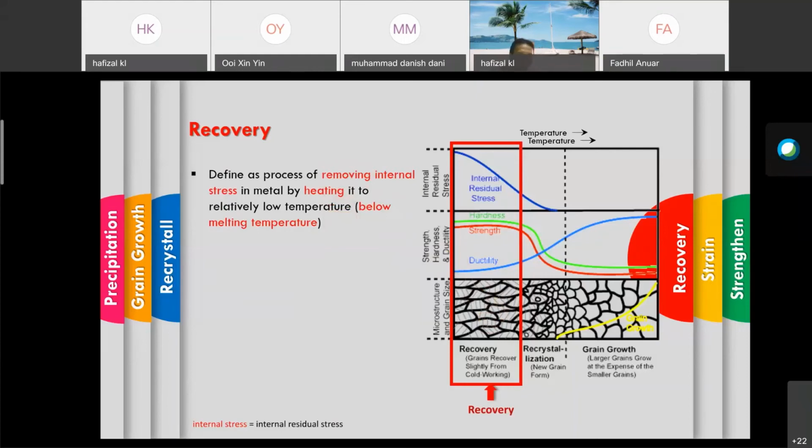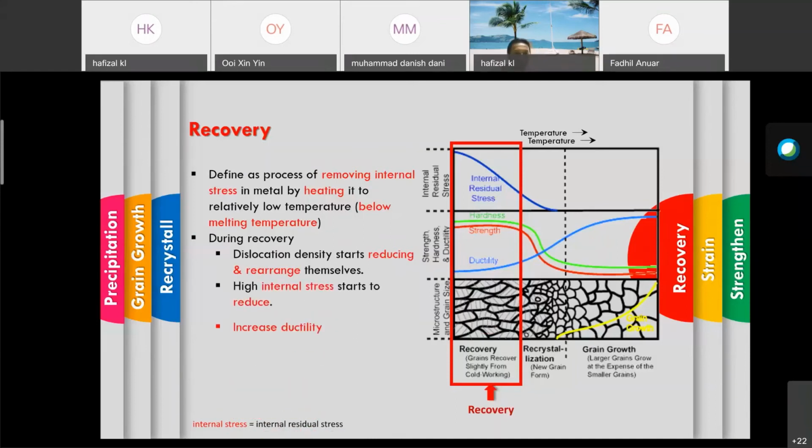Once it removes the stress, the ductility will start to increase. In terms of the dislocation density, it starts to reduce and the dislocations rearrange themselves, and finally the internal stress reduces. Okay, so there is a little bit of increase in ductility.